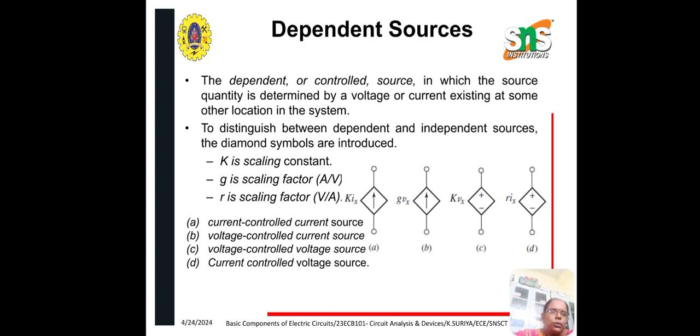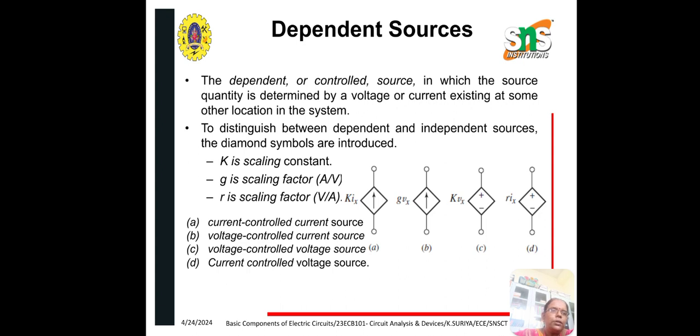Next one is dependent sources. There are 4 different types of dependent sources: current controlled current source, voltage controlled current source, voltage controlled voltage source, and current controlled voltage source. The symbols for all these 4 are shown here as A, B, C, and D. Dependent or controlled sources are those in which the source quantity is determined by the voltage or current existing at some other location in a system. So it depends on some other voltage or current.